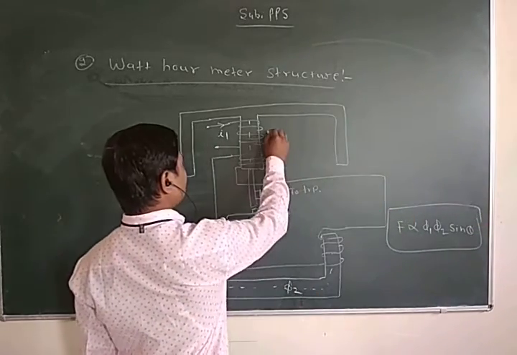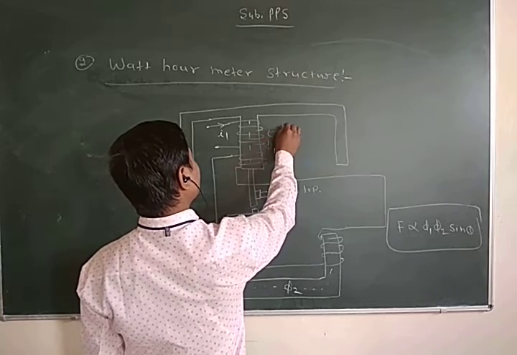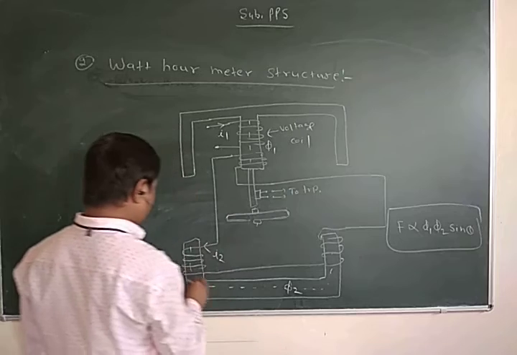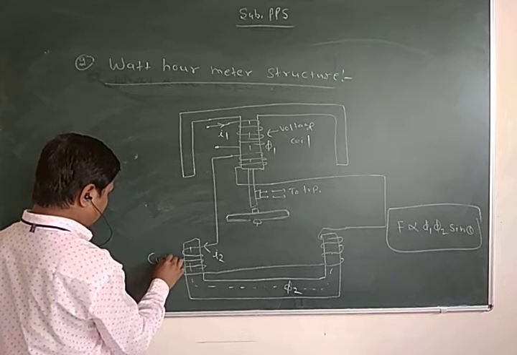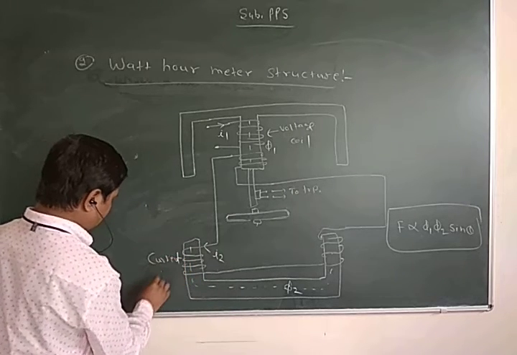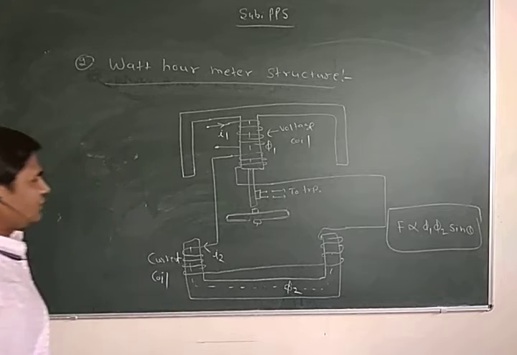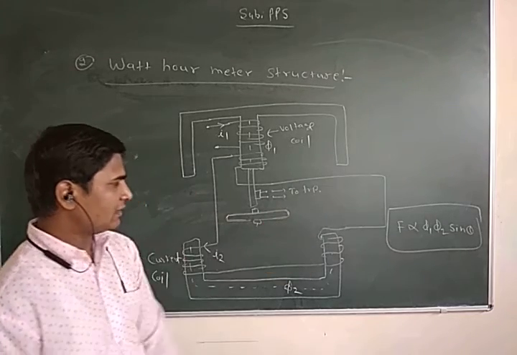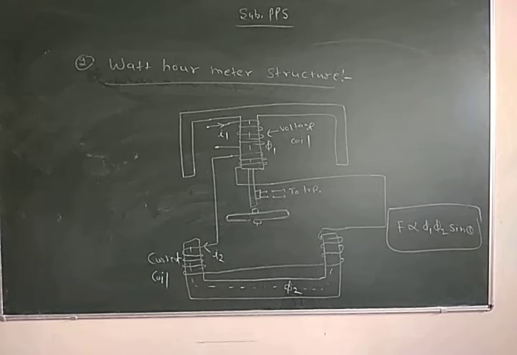This coil is known as voltage coil. This coil is known as current coil. So this is the structure of watt-hour meter type induction relay.